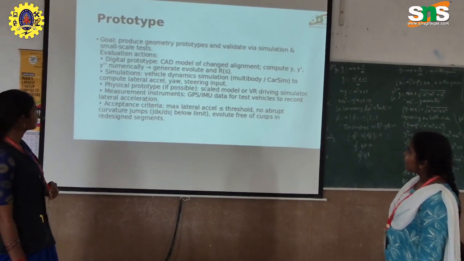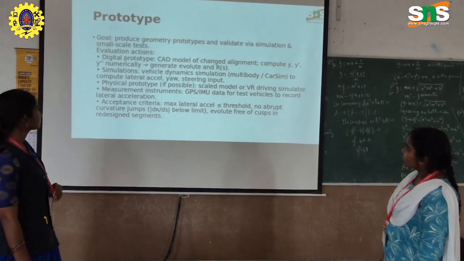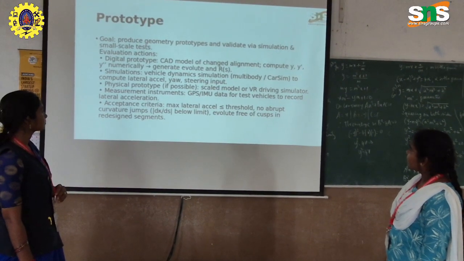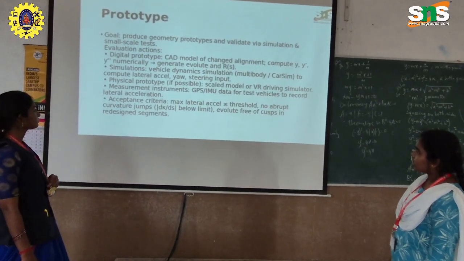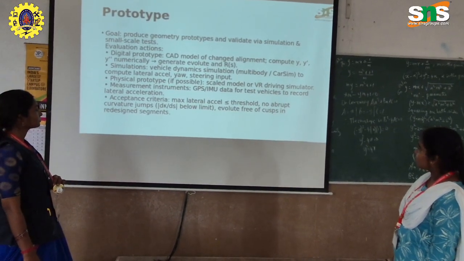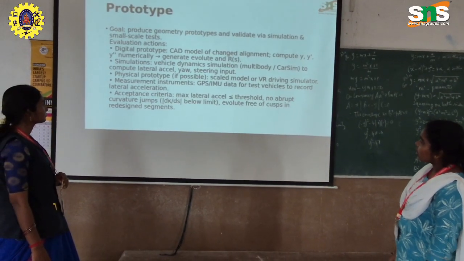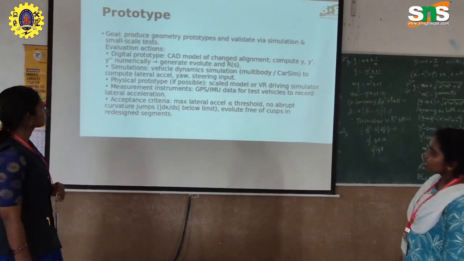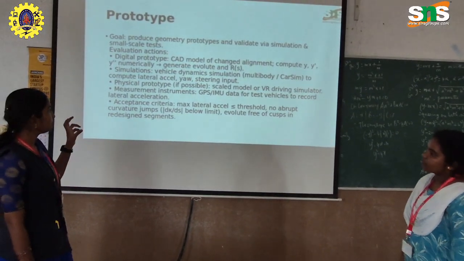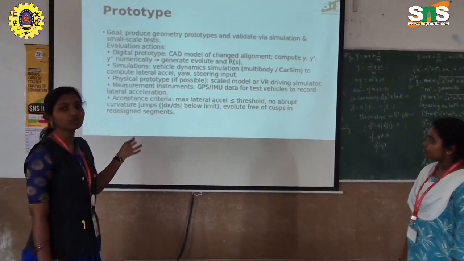Physical prototype, if possible: scale model or real driving simulator. Measurement instruments: GPS or IMU data for test vehicles to record lateral acceleration. Acceptance criteria: maximum lateral acceleration is less than or equal to threshold, no sudden curvature jumps, d kappa by ds below limit, evolute free of cusps in redesigned segments. So we have explained the acceptance criteria on this particular level. With this level only we can move on to the next level.